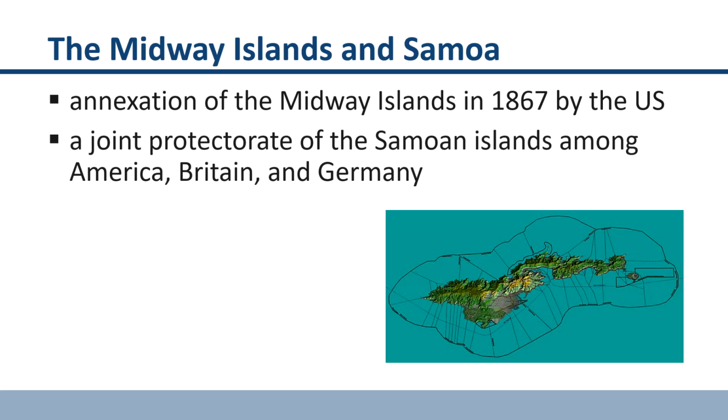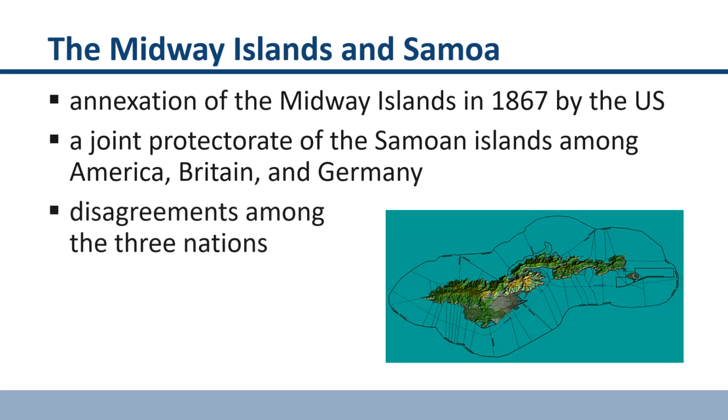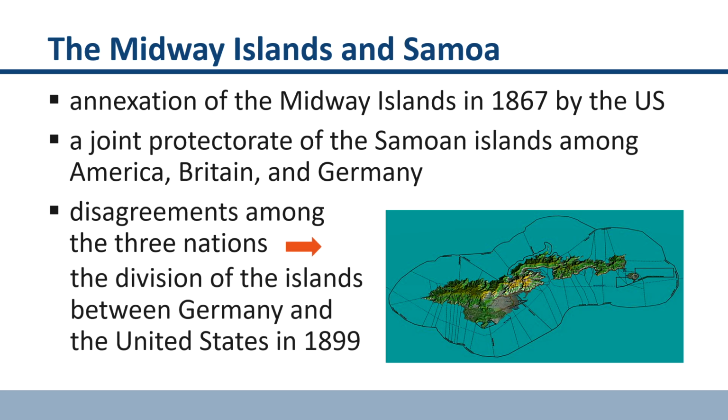Another set of islands that Americans were stopping at to refuel was the Samoa Islands. But it wasn't just the Americans that were using the Samoa Islands. Britain and Germany had their ships stopping there as well. So, in 1889, a joint protectorate of the Samoan Islands was created between America, Britain, and Germany. But then a disagreement broke out among the three nations, which led to the division of the islands between Germany and the U.S. in 1899.